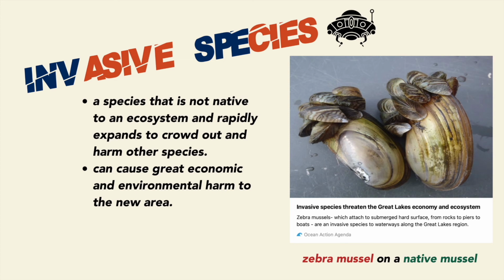Zebra mussels are native to the Black Sea and the Caspian Sea in Central Asia. Zebra mussels arrived in the Great Lakes of North America accidentally. They stuck to large ships that travel between the two regions. And there are now so many zebra mussels in the Great Lakes that they have threatened the native mussels.